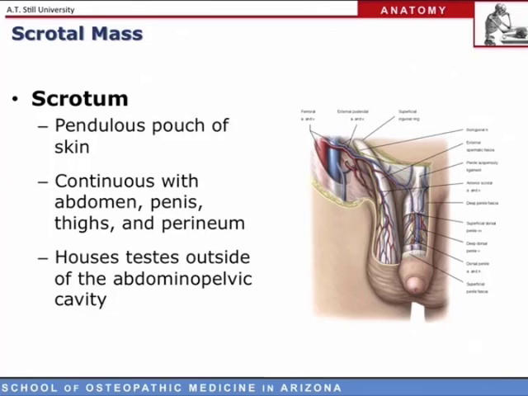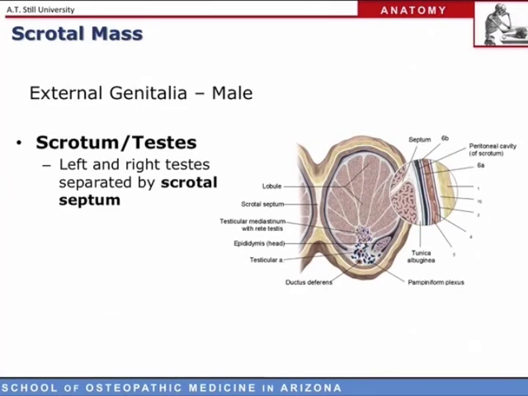The scrotum is a pendulous pouch of skin, and it is continuous superiorly with the abdomen and the penis, and it's continuous laterally with the thighs, and posteriorly with the perineum. So the scrotum serves to house the testes, and it does so outside of the abdominopelvic cavity. And the reason for this is thought to be that we want to maintain the testes at a temperature that is cooler than the body temperature. In fact, it's supposed to be about 1 degree cooler than body temperature.